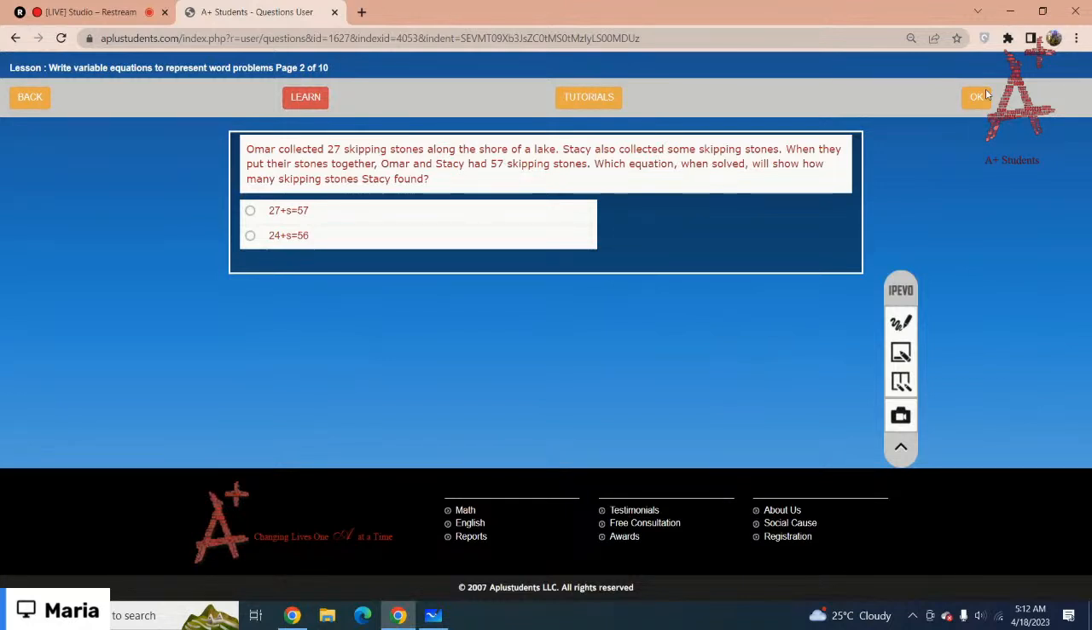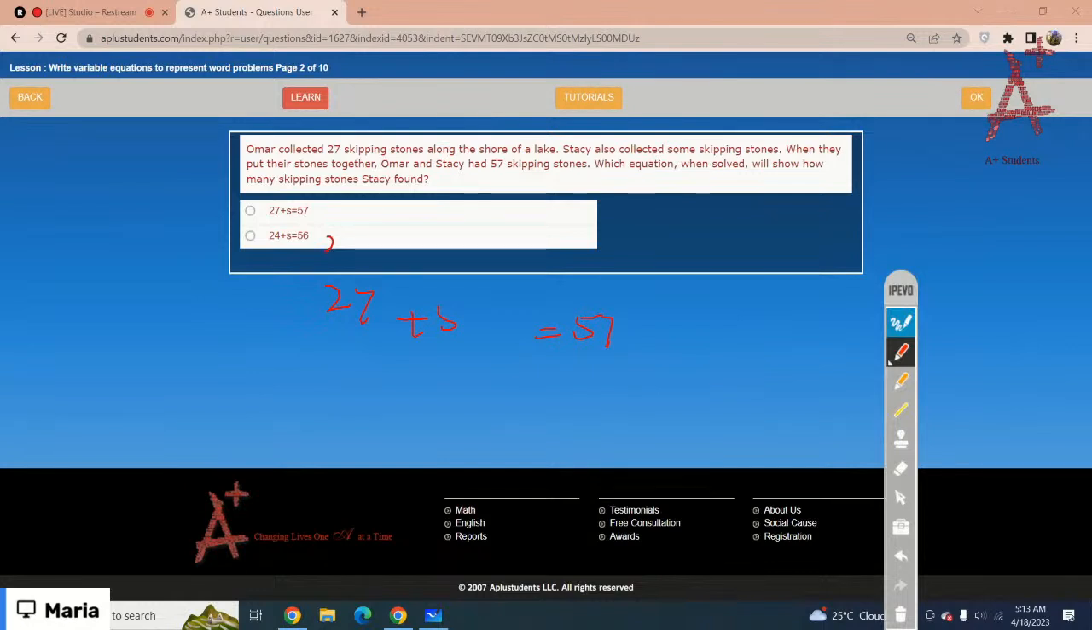Got it? So you have to calculate the total. Okay, 27 plus, you don't know how much Stacky collected. Stacky also collected some skipping stones. So Umar has 27. You don't know how much Stacky collected. Let's suppose it is S. So when they got together, it would be 57. So it would be 27 plus S equals 57. That would be option number one.